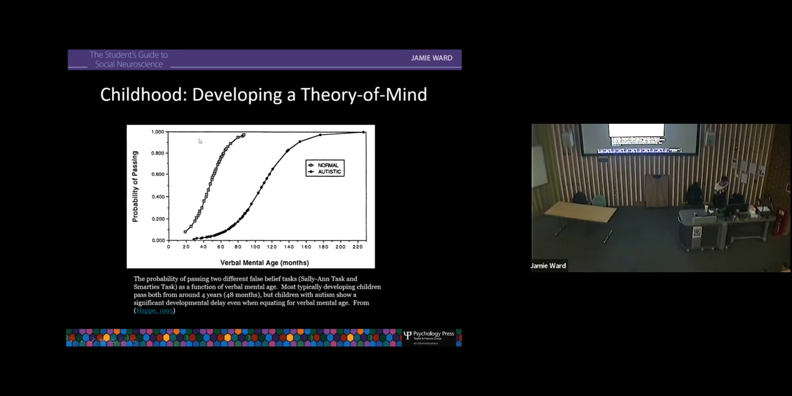So verbal mental age does matter. But again, you can have differences. So even when you equate for verbal age, so if you've got a verbal age of 60 months, so what's that, 5 years, for example? At the age of 5, most typically developing children are passing both false beliefs, but autistic children aren't. So it can't be just verbal age that matters here.